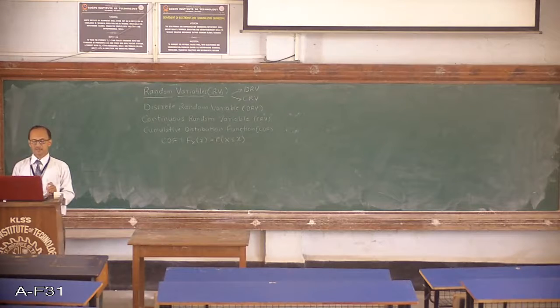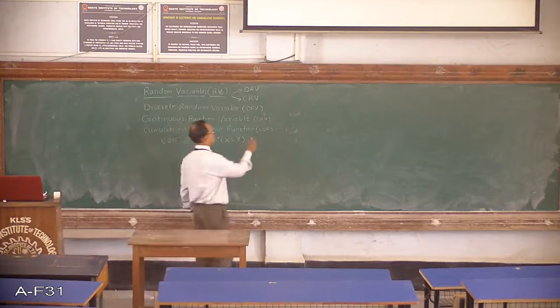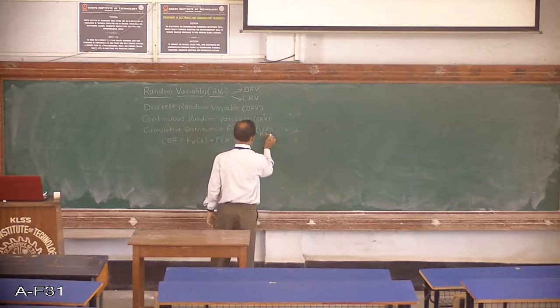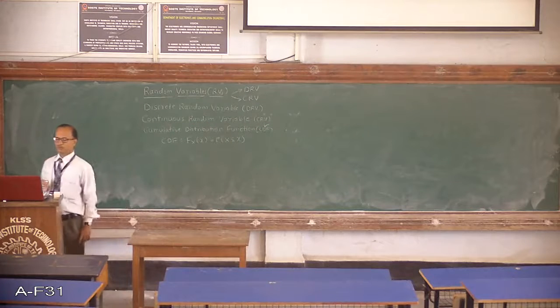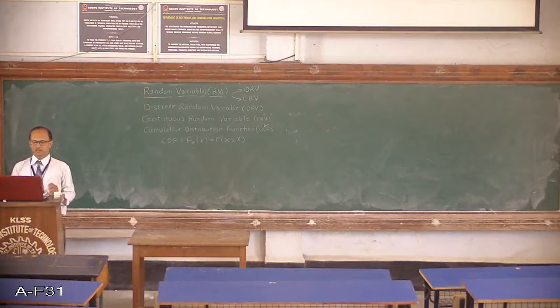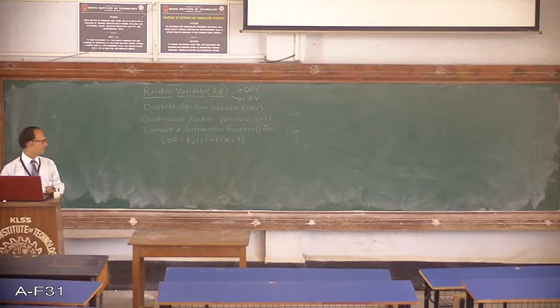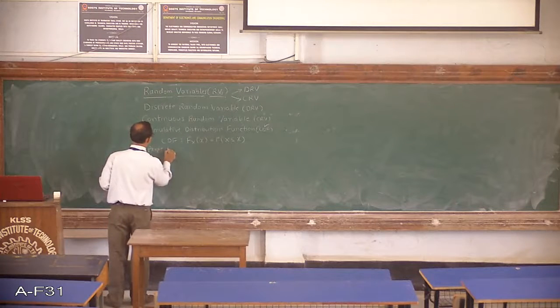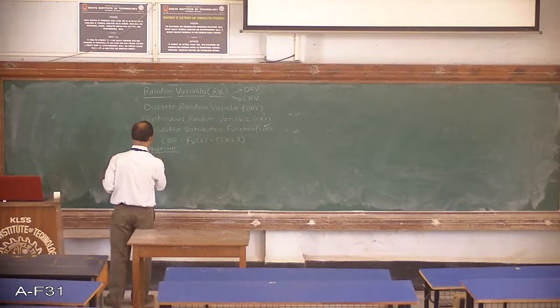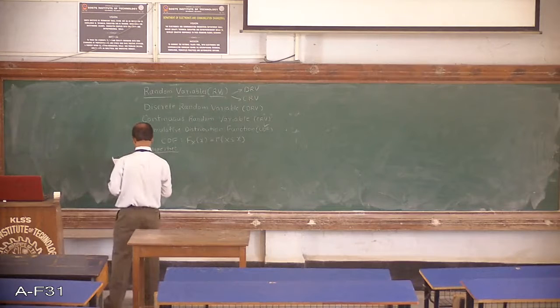CDF can be defined for DRVs as well as CRVs. CDF is also called probability distribution function. It is also sometimes called PDF, probability distribution function, but normally we use the term CDF itself in order to avoid any confusion, or simply distribution function. What are the properties of this CDF? Let us see. Properties of this CDF.